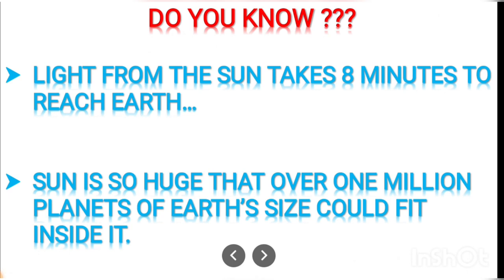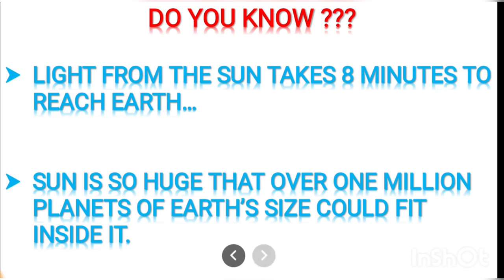Next comes, light from the sun takes 8 minutes to reach earth. So remember this point. You might not know that whatever light we are getting from the sun, it takes 8 minutes to reach the earth. The next one is, the sun is so huge that over 1 million planets of earth's size could fit inside it. So can you imagine, so many earths can fit inside the sun.